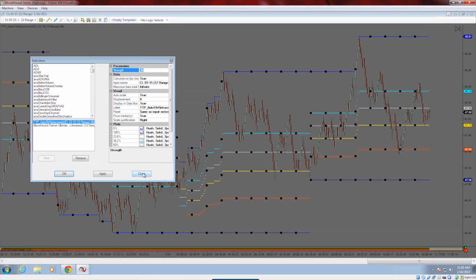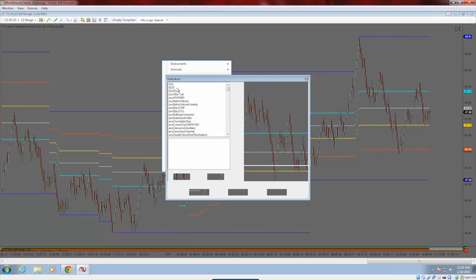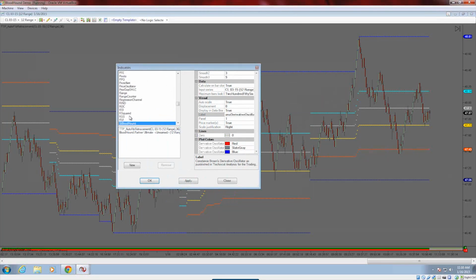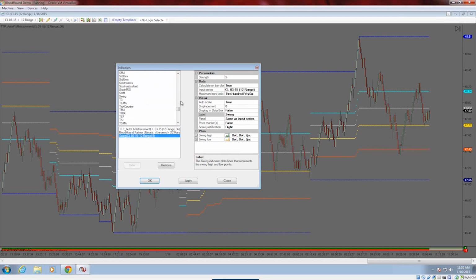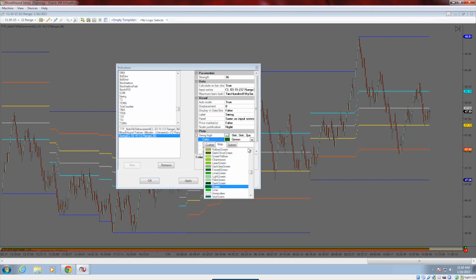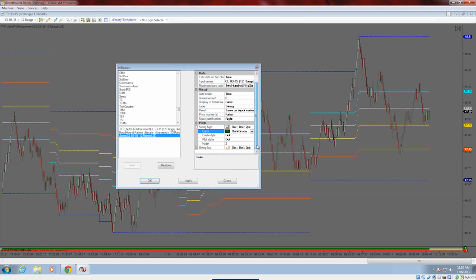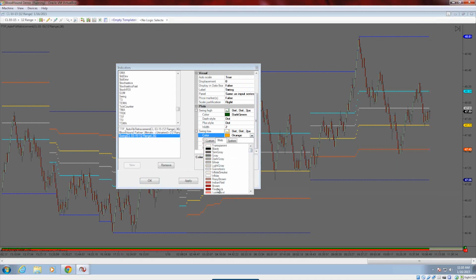So let me just add that indicator onto the chart first and then tell you a little bit about how this works. We're using just the normal swing indicator that comes with BloodHound. I'll set this to 36. Let's make the swing high a little bit darker. And the low, let's make it dark red. There we go.